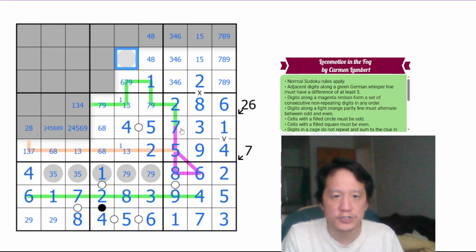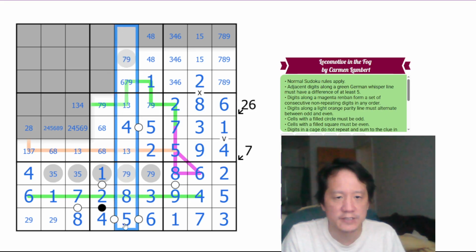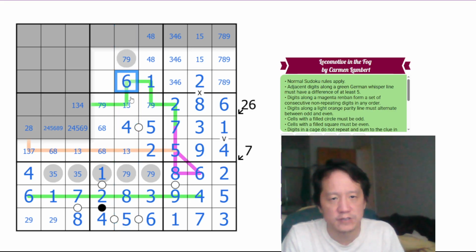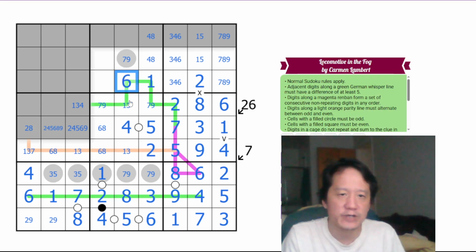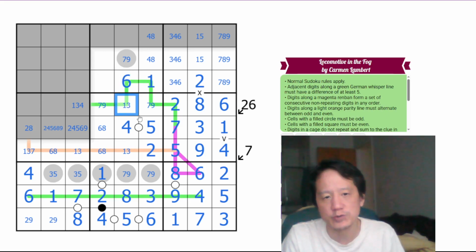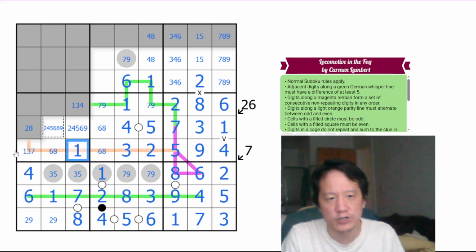This is an odd digit, and it cannot be 1 or 3 because of the 1, 3 pair in the column. Can't be 5, it has to be the other 7 or 9, which is, with a 7, 9, 7, 9 pair eliminates 7 and 9 from the rest of the column. So this can't be 7 or 9. This must be 6, which forces this to be 1, because 6 can only be next to 1 on a German whisper line. This becomes 3, this is 1, this is 7.